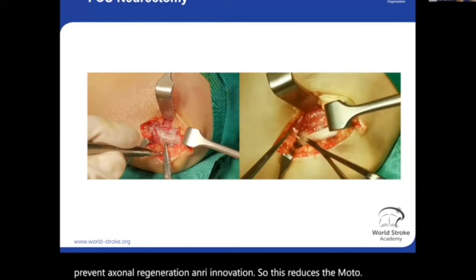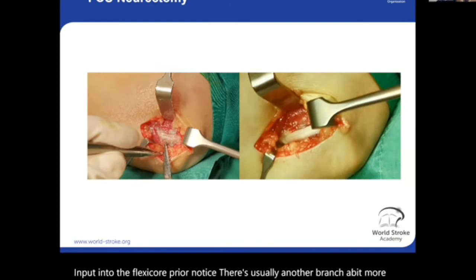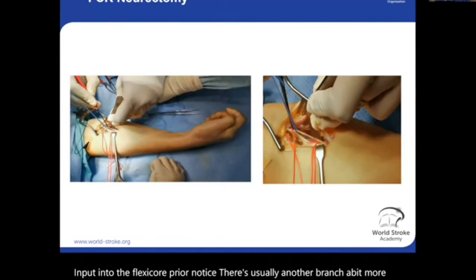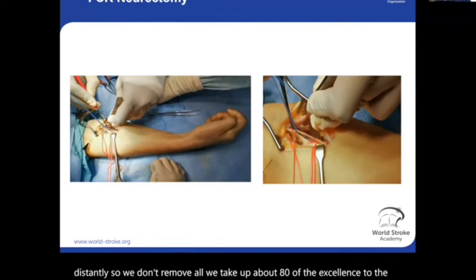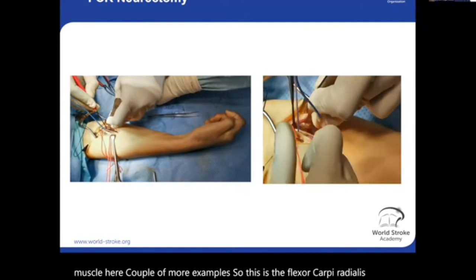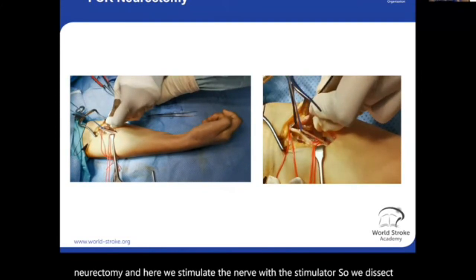There's usually another branch a bit more distally. So we don't remove all, we take up about 80% of the axons to the muscle. Here are a couple more examples. So this is the flexor carpi radialis neurectomy. And here we stimulate the nerve with the stimulator. So we dissect, we find the branches, and it's a highly selective neurectomy.